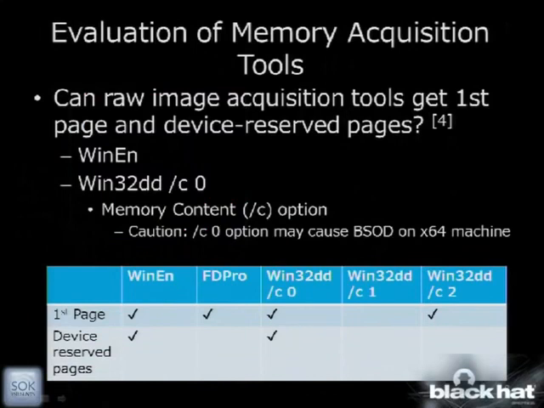Actually, can raw image acquisition tools get the first page and device-reserved pages? Unfortunately, it's not true. Only WinEn and WinDD can acquire them. You should add the -c option when using WinDD. But on a 64-bit machine, do not use the option because it causes a blue screen. So use the -c option only when acquiring 32-bit images.